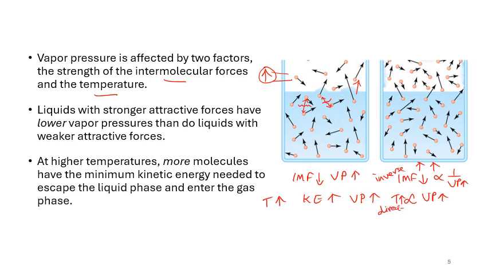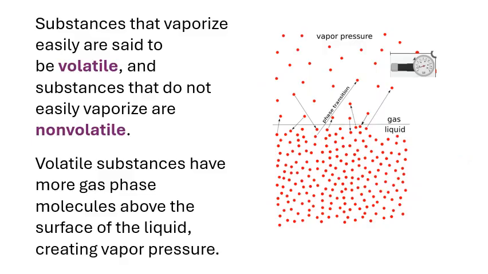All right. A substance that vaporizes easily, we say is volatile. And a substance that does not vaporize easily, we call non-volatile. Volatile substances have more gas phase on top of the liquid, and non-volatile substances will have less vapor on top of the liquid.